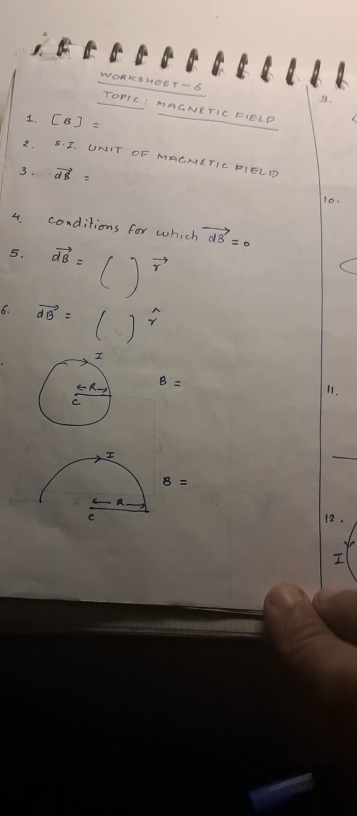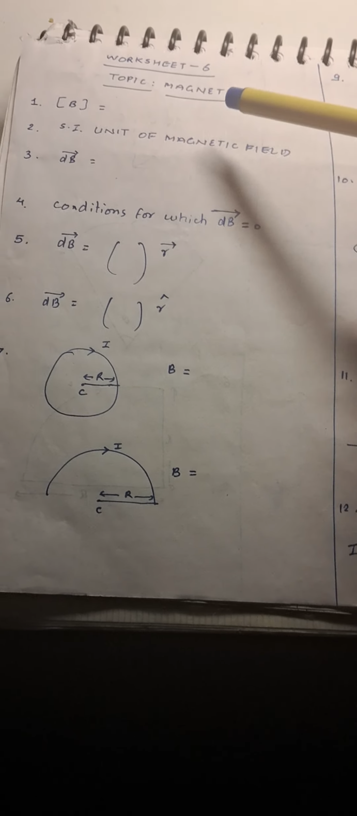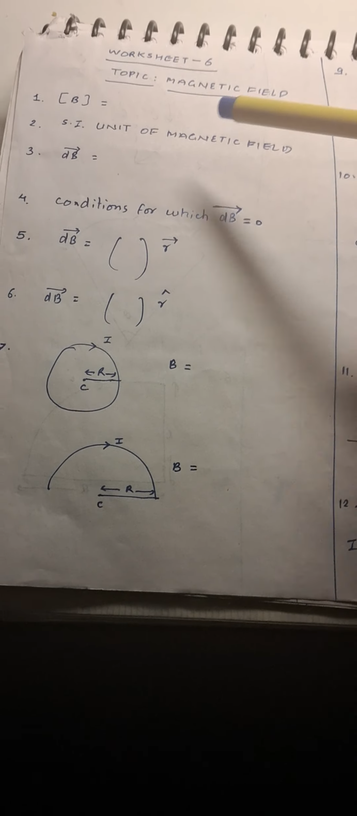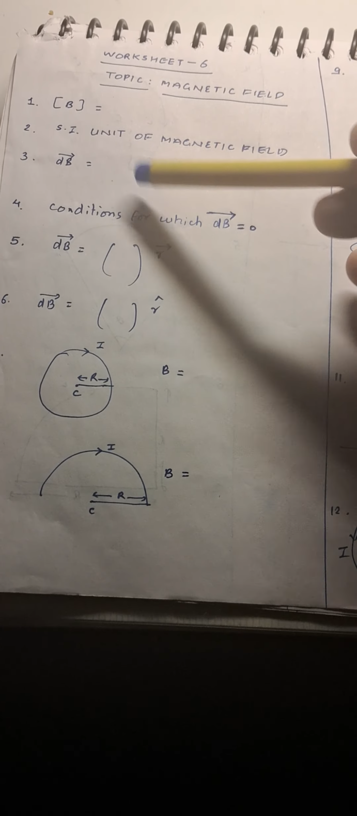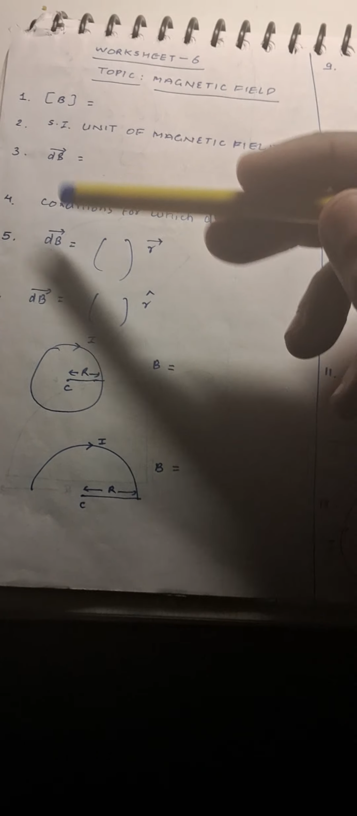In the next question, there is another worksheet on the topic of magnetic field. First question is on the dimension, then SI unit, then dB vector, the Biot-Savart's law, then conditions for which vector dB is 0, then dB as a function of vector r, then dB as a function of r cap. Then we need to find magnetic field at the center. First is a circle, another is a semicircle.